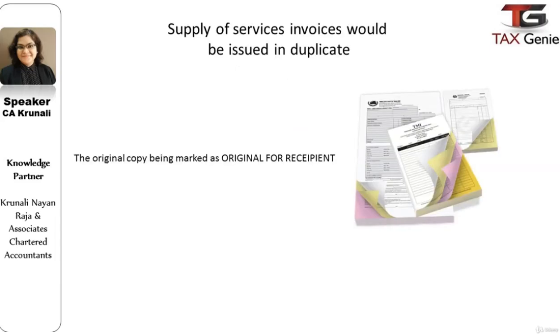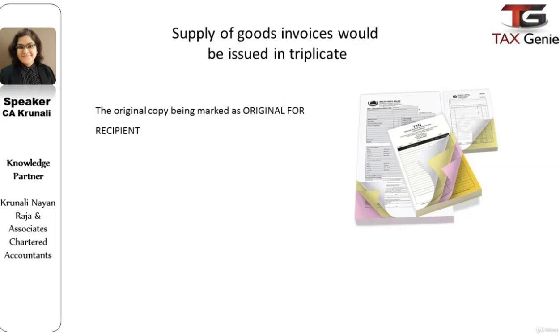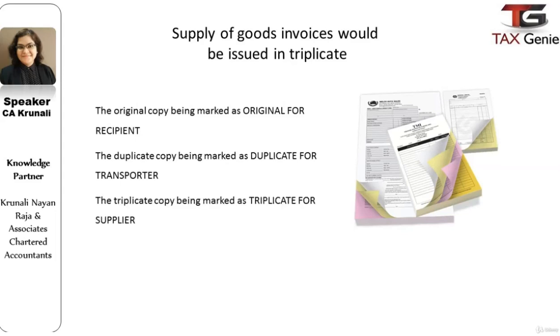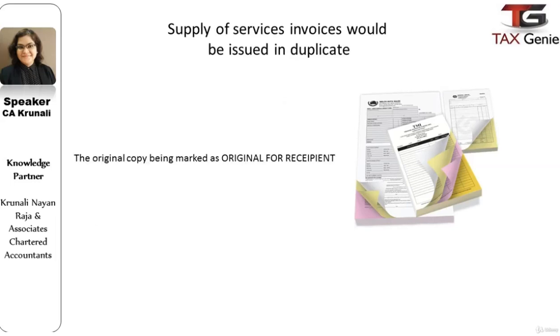Now let us discuss the manner in which the invoices should be issued. Let us discuss the invoices issued for supply of goods. As per the rule, for supply of goods, the invoices should be issued in triplicate, that is in 3 copies. The original copy should be marked as original for the recipient. The duplicate copy should be marked as duplicate for the transporter, and the third copy should be marked as the triplicate for supplier.